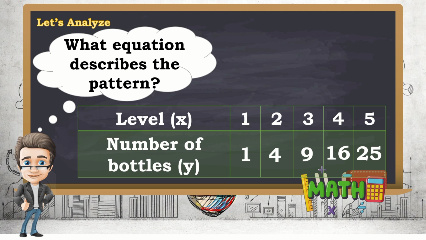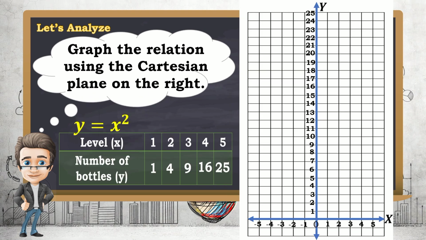Now, what equation describes the pattern? As you can observe from the table of values, if you square x, then it will give you the value of y. So we have y is equal to x squared. Graph the relation using the Cartesian plane on the right. So this is (1, 1), (2, 4), (3, 9), (4, 16), (5, 25). Then connect the dots.